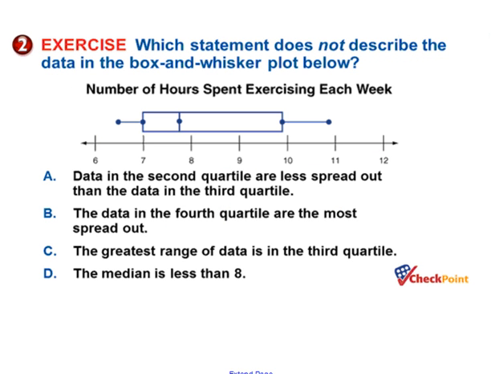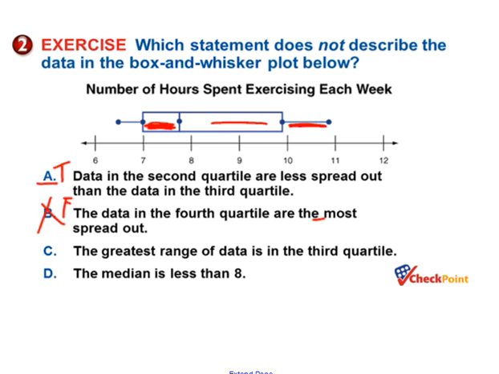Which statement does not describe the data in the box and whisker plot below? All right, well, let's just look by statement here. Let's look at number A first. The data in the second quartile are less spread out. Well, that would mean that this distance right here is less than the distance in the third quartile, and that's a true statement. So A is true. The data in the fourth quartile are the most spread out. That would mean that this distance, the fourth quartile, has to be bigger than the third quartile, and it is not. So B is going to be false.